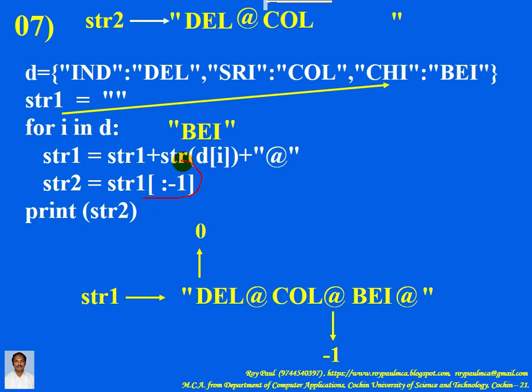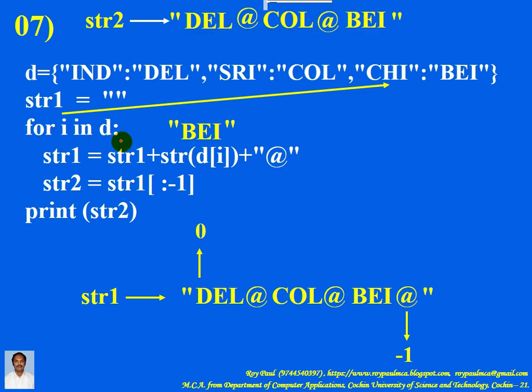Again, this is slicing operator. It returns all the characters starting from the first index, but the first index is not given. So from the beginning up to -1, but -1 is excluded. Now this is the character corresponding to -1, but that is excluded. So you get DEL@COL@BEI, that is assigned to str2. So now str2 becomes the string DEL@COL@BEI.